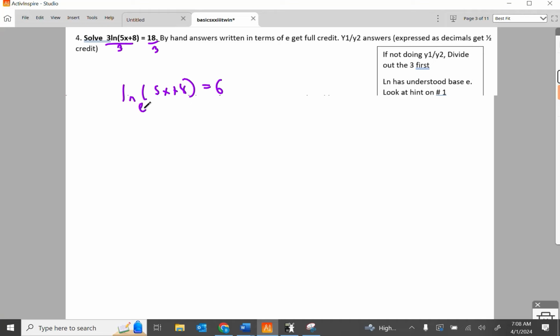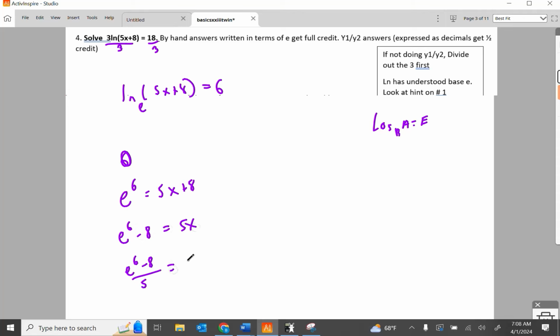ln has an understood base of e. And let me go back and look at the first hint where it talks about the log. e to the 6th, if I could write, equals 5x plus 8. Now we're going to subtract 8 from both sides, and we're going to divide by 5. And there is my correct answer.